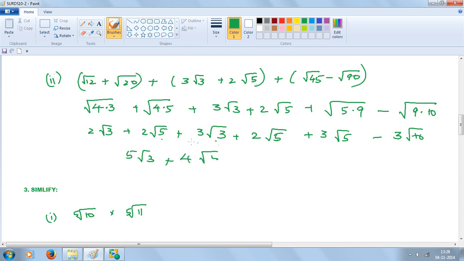Oh, sorry, 2 root 5 plus 2 root 5 plus 3 root 5. 2 plus 2 plus 3 is 7 root 5, minus, sorry, this is not plus, now it's minus 3 root 10.